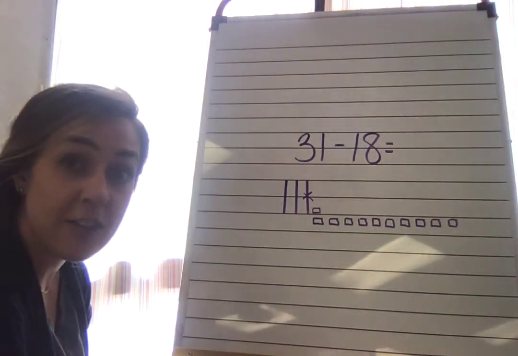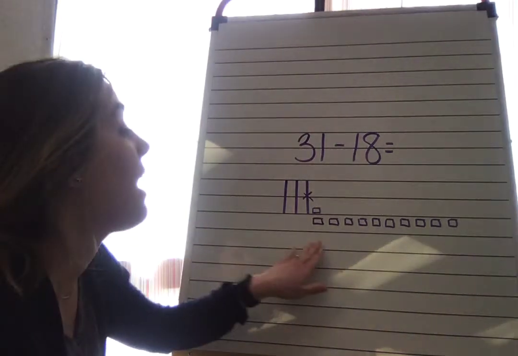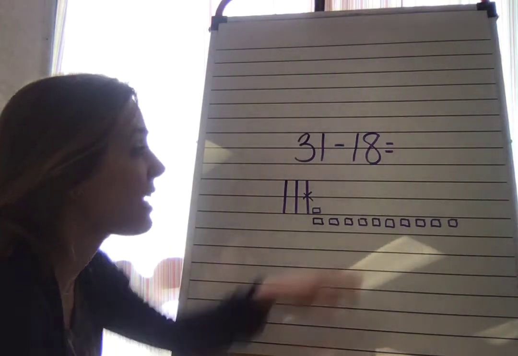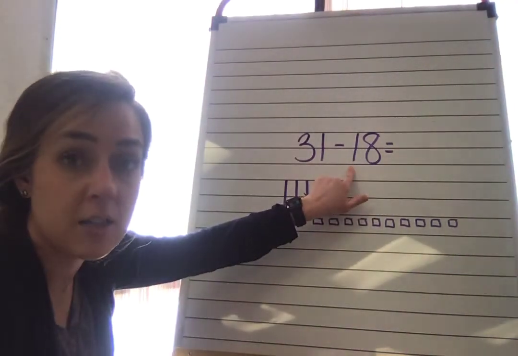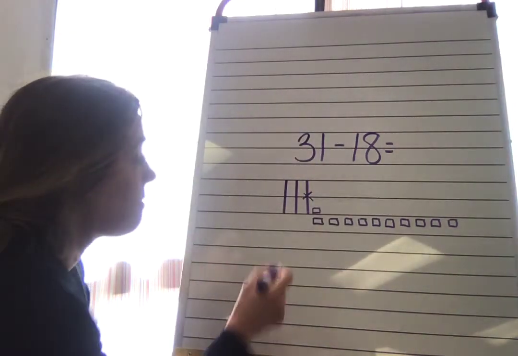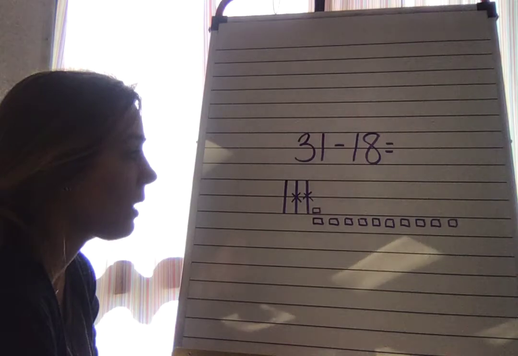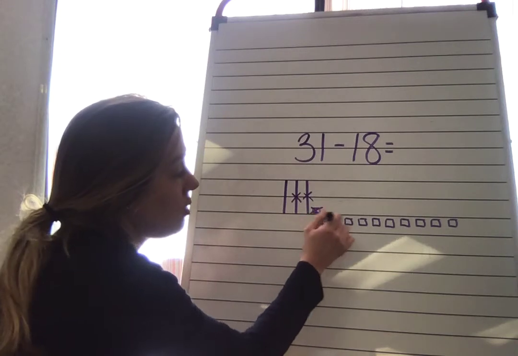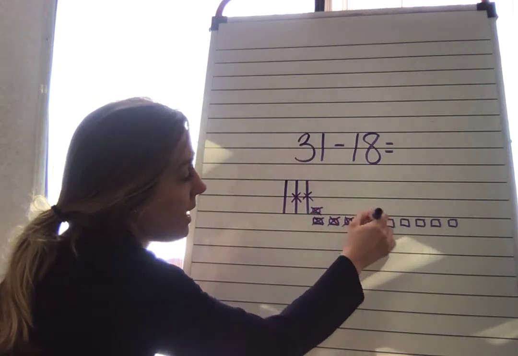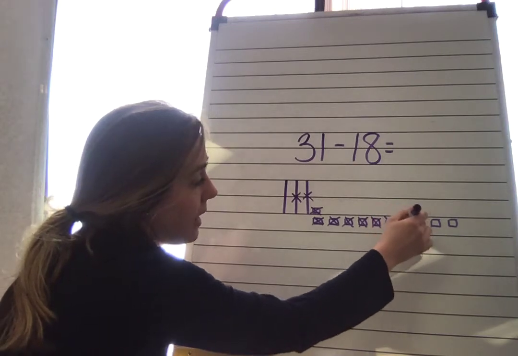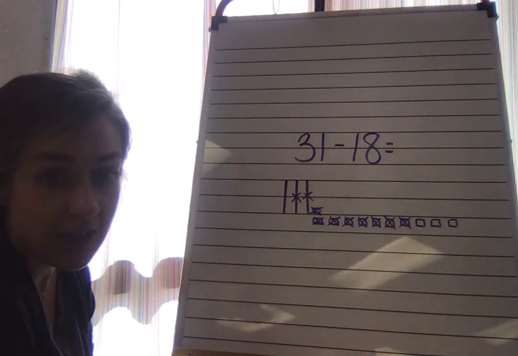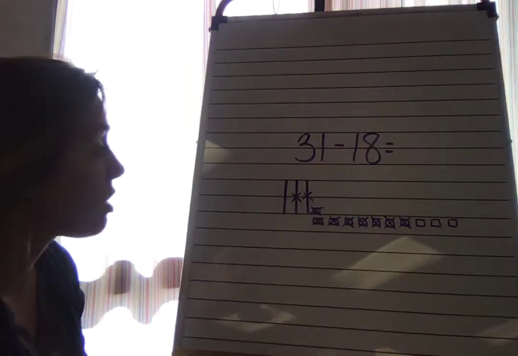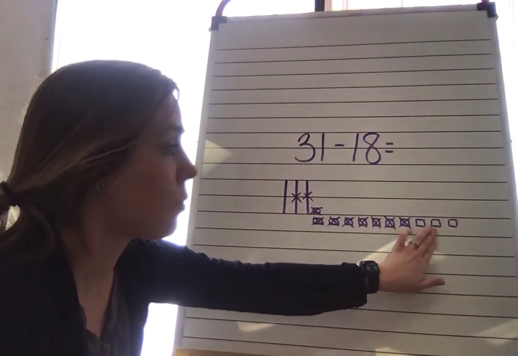All right, so now that I've done that, I've gone next door, I've borrowed, I've drawn what he looks like when he's not a group anymore and he's broken apart, and now I can take away my 18. So I'm first going to cross off my 1 group of 10, and now I'm going to cross off 8 of my cubes that I drew. 1, 2, 3, 4, 5, 6, 7, 8. Okay, and then I need to remember to count both the 10s that I have left and the 1s that I have left. So my answer is 10, 11, 12, 13.